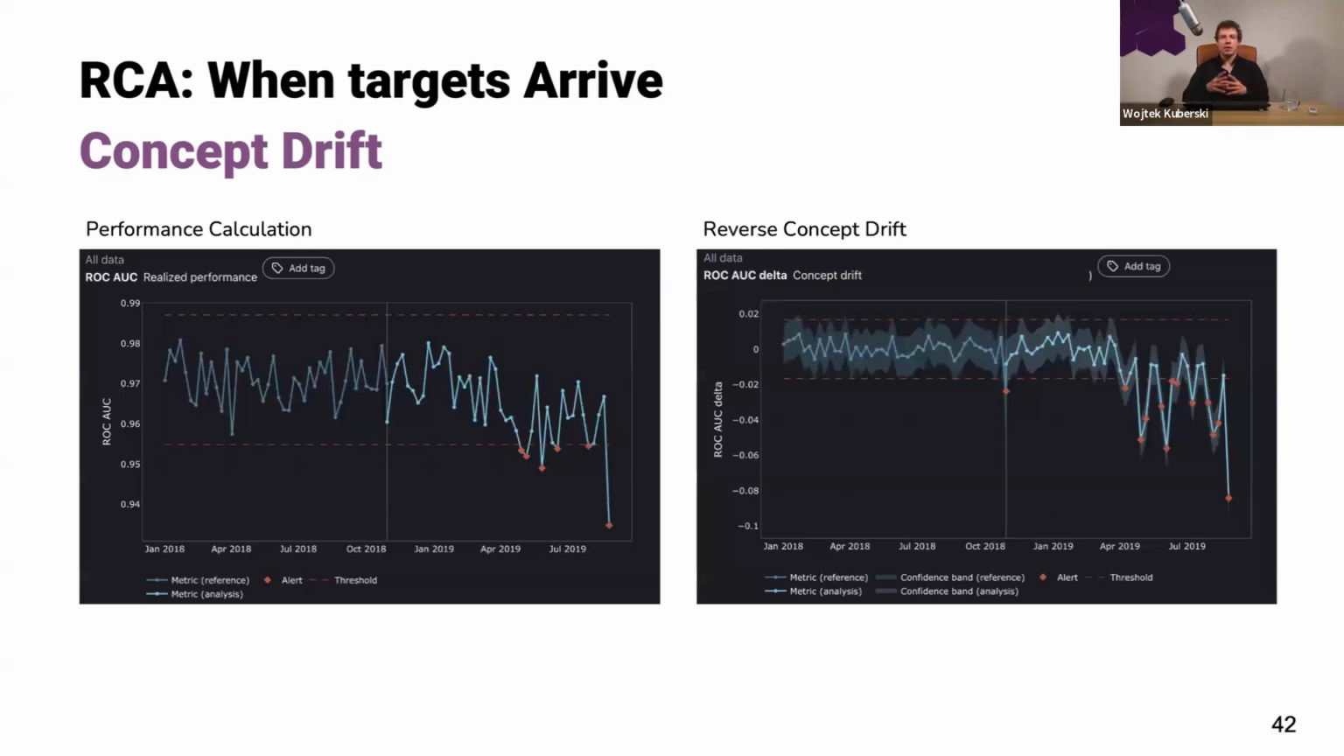The way it works is that we're going to look at realized performance, and we see there are some alerts here. And then on the right-hand side, we're going to run the impact of concept drift on ROC-AUC. And what you see here is ROC-AUC delta, so change from the baseline. And we see that indeed, due to concept drift, we see a significant drop in performance at the same time as we see a significant drop in realized performance. So we already know that this is the root cause, which makes it actually very actionable.